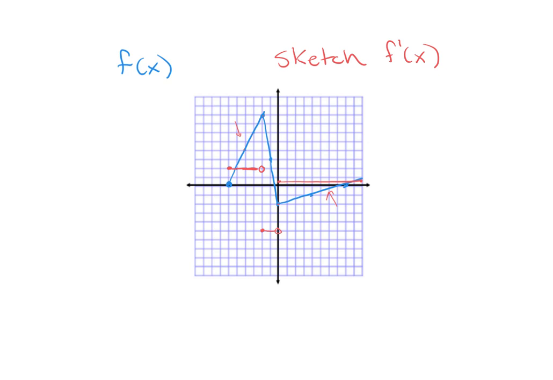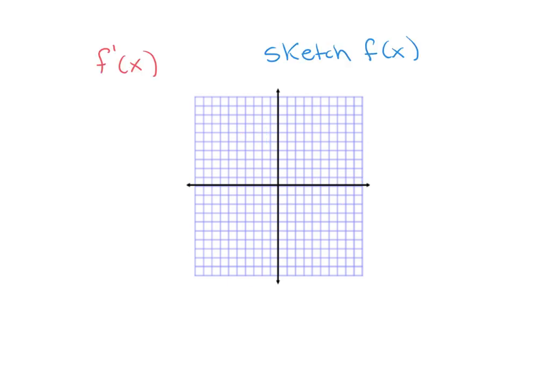Okay, so now we're going to go backwards. Now I will give you a derivative graph, and we'll have to go backwards and sketch the original function. Okay, so the derivative graph is going to be a parabola. So what does that mean? On the derivative graph, we have to look at where it is 0. That would be your critical points on the original function.